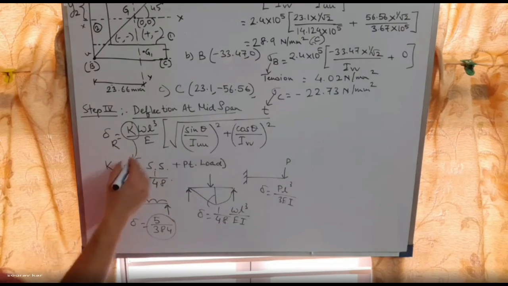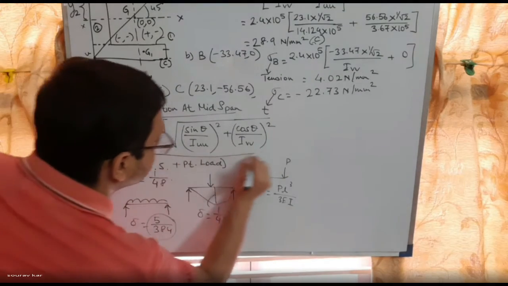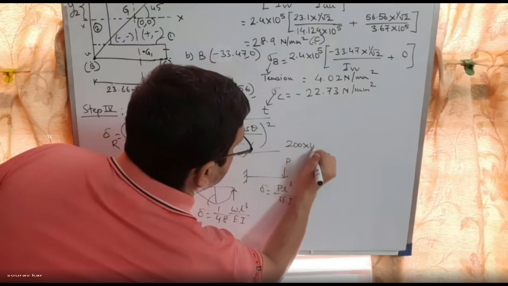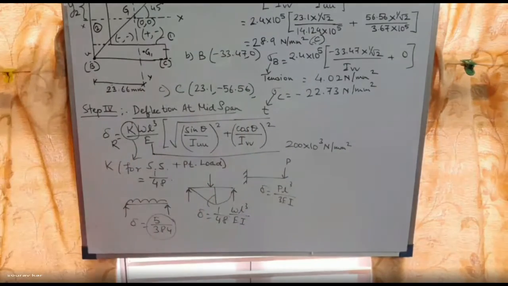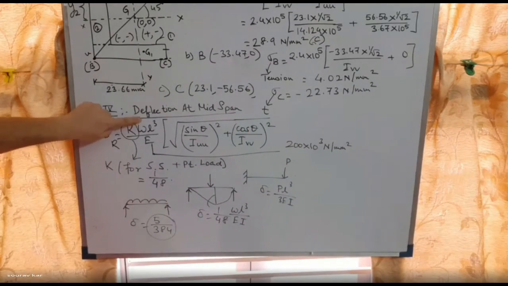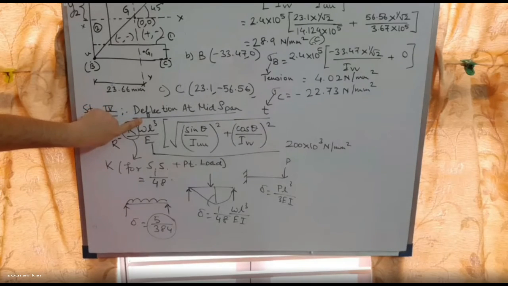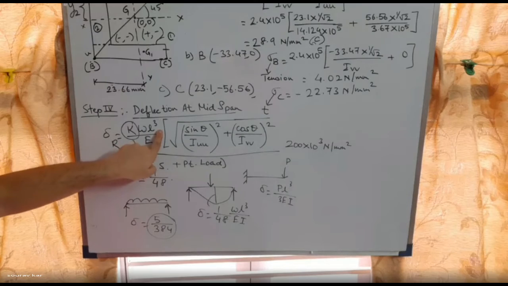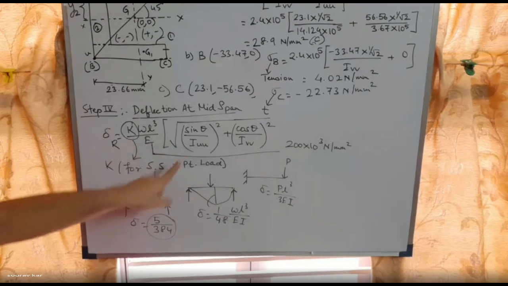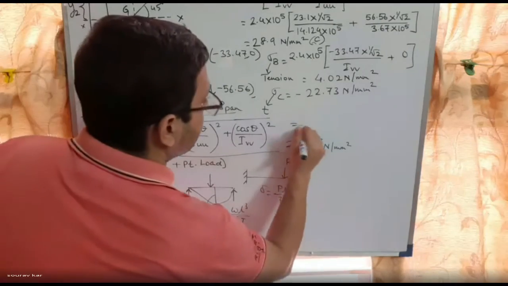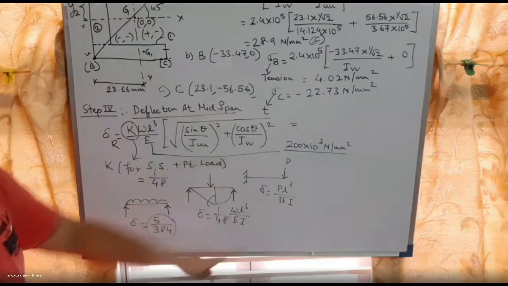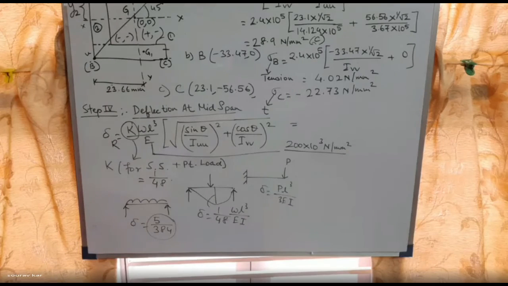So put this value of K, and E is 200 into 10 to the power 3 Newton per millimeter square. Put these values: K is 1 by 48, W will be 400, L cube will be 2.4 into 10 to the power 3, and all these values. Putting these values, you just tell me the answer. E here was given in giganewton, the Young's modulus.